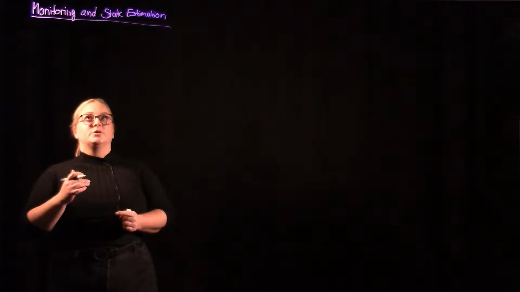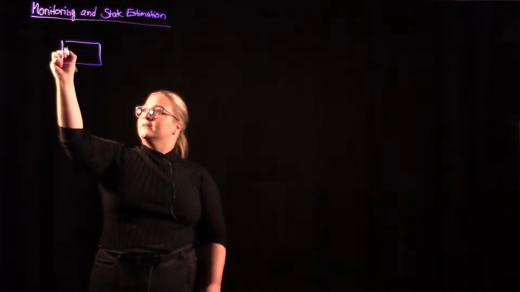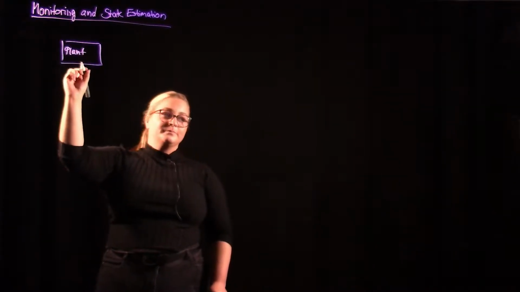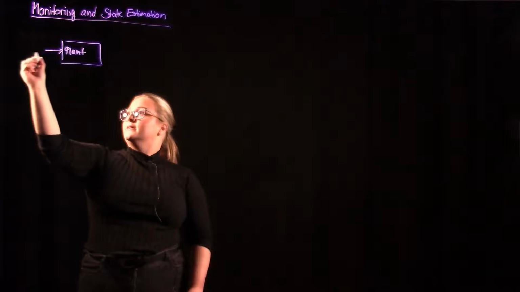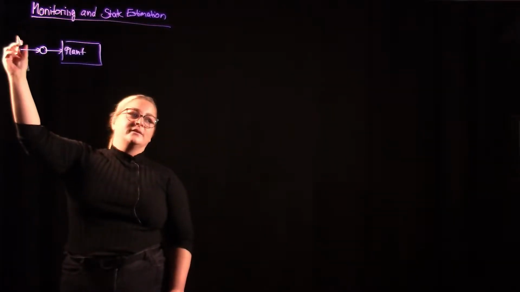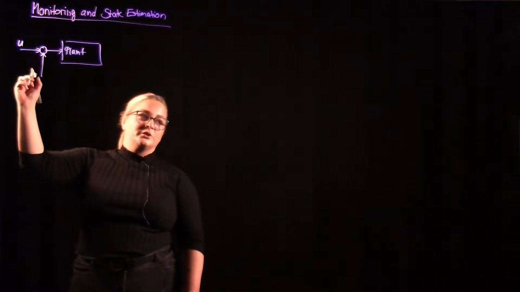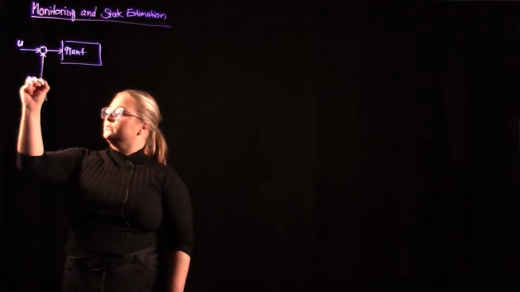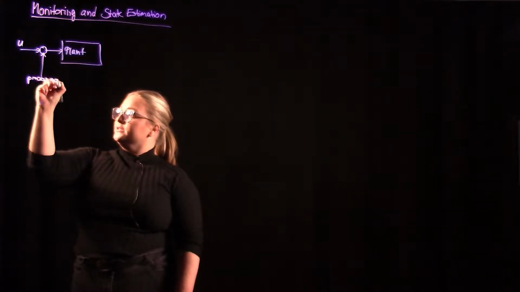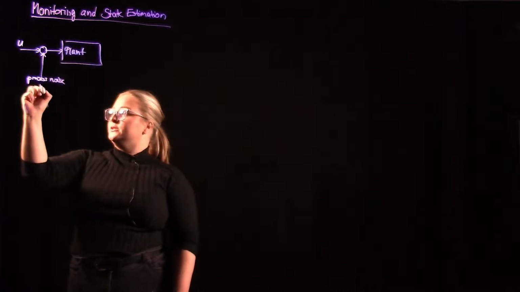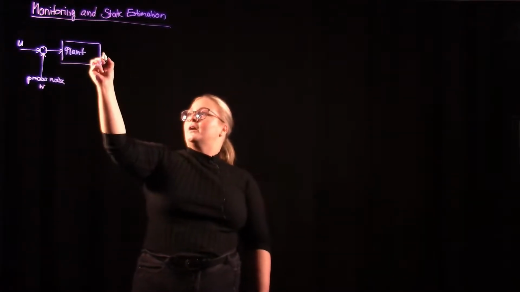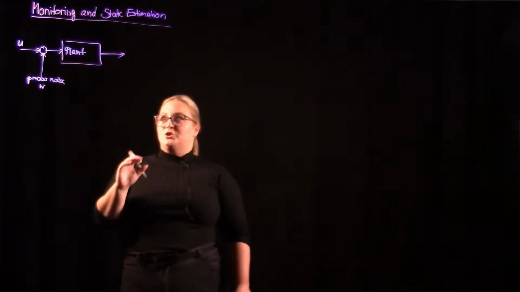Let's start with what we need to do in monitoring or state estimation. When you think about our plant as a system, it has an input vector, which always has some process noise. We call it W in this case, and we have our output that we can measure.